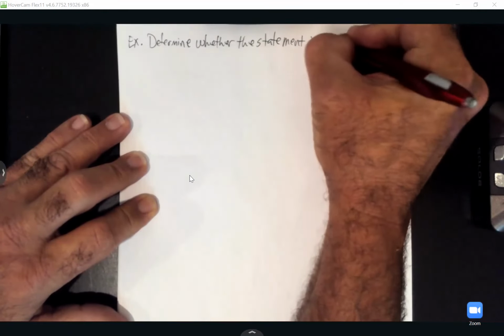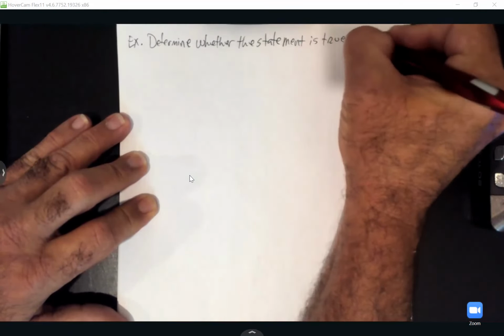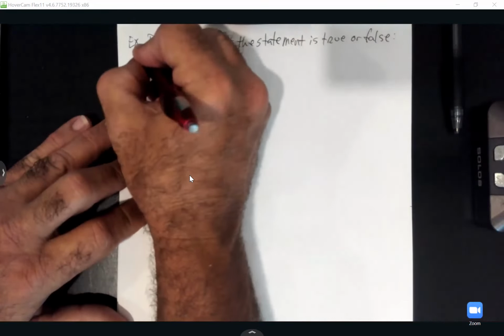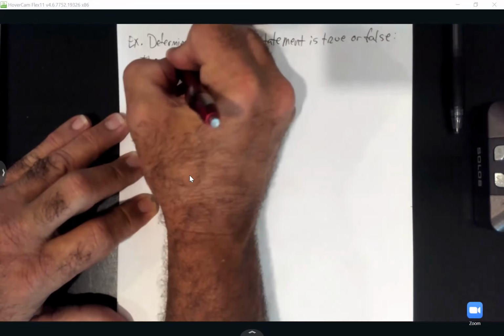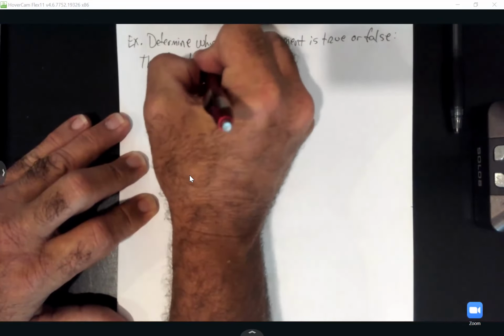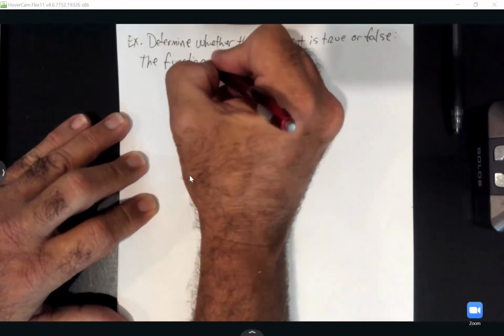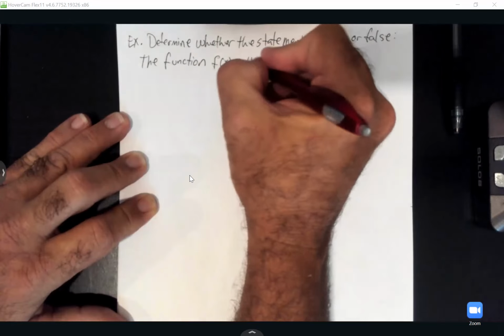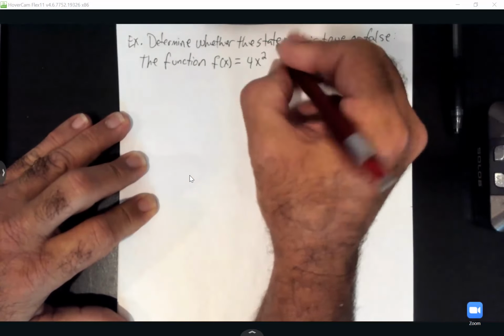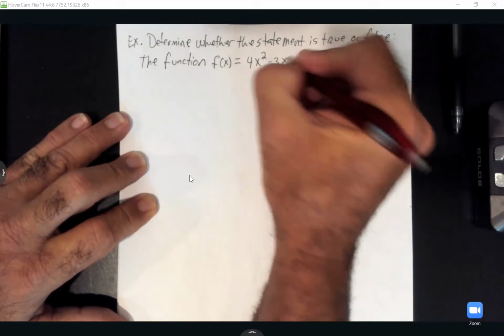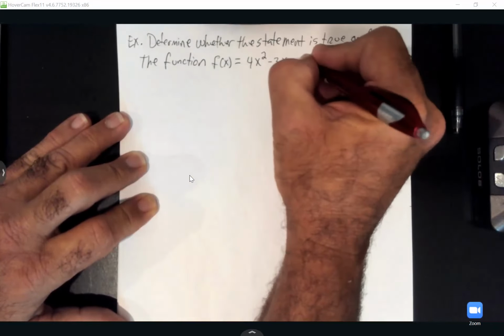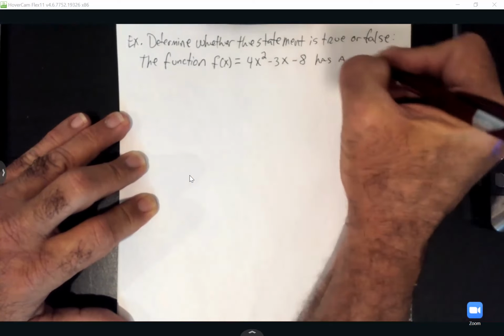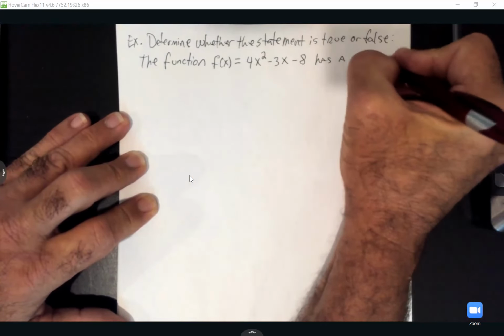So we're going to determine whether the statement is true or false. This one says the function f of x equals 4x squared minus 3x minus 8 has a minimum value.